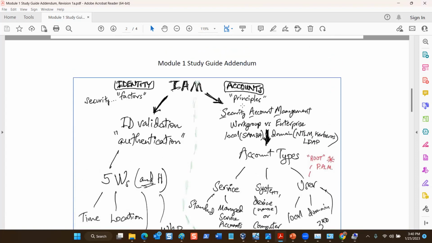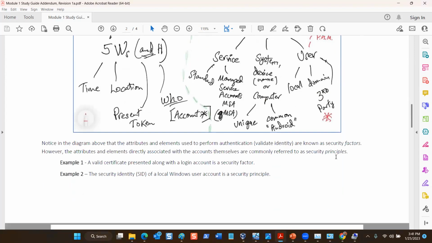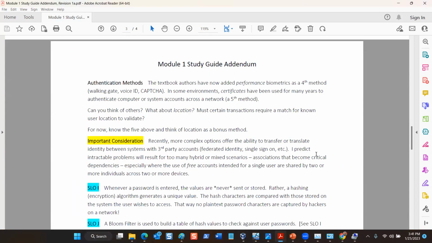Just remember that when you hear the term security principal, we're talking about accounts and groups. And there are all sorts of accounts. When we talk about identity factors, we're talking about how those accounts prove they are who they say they are. Any questions about this material?